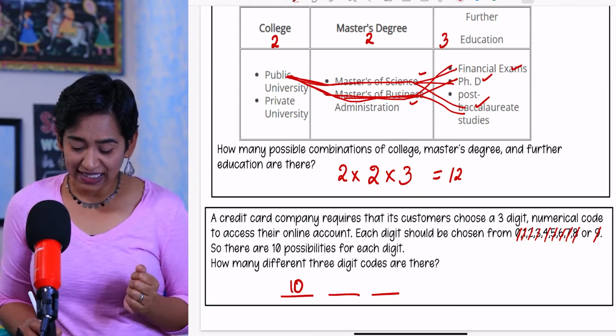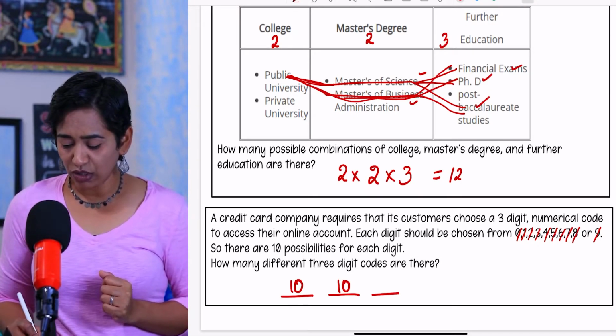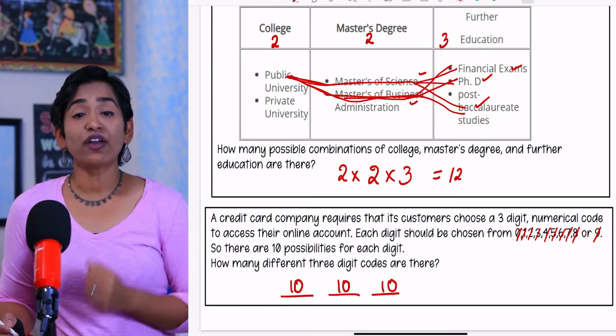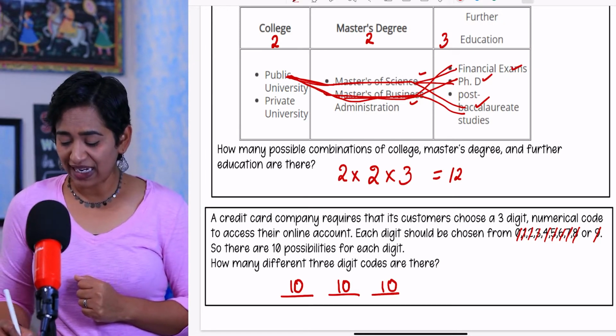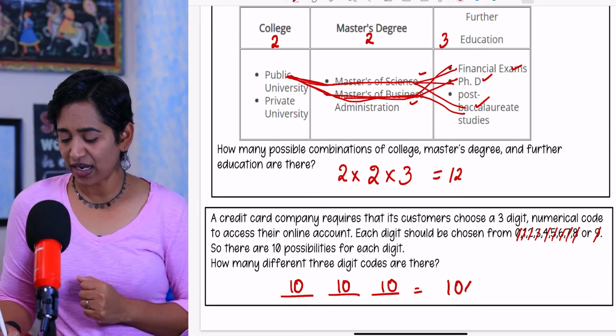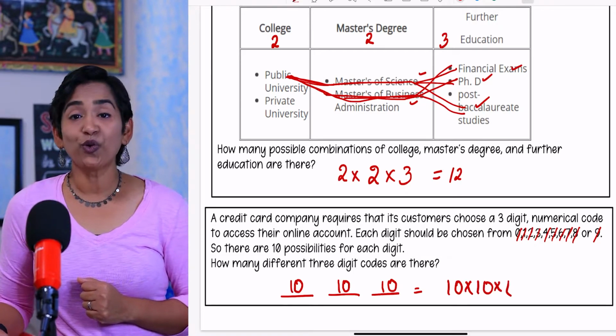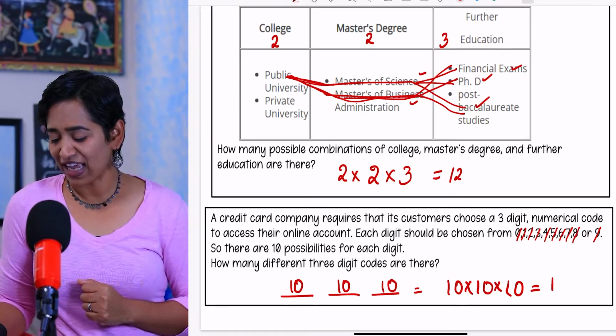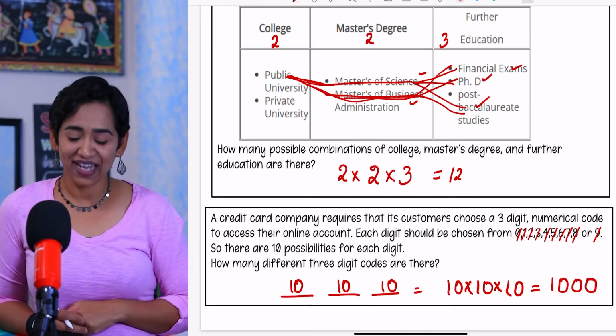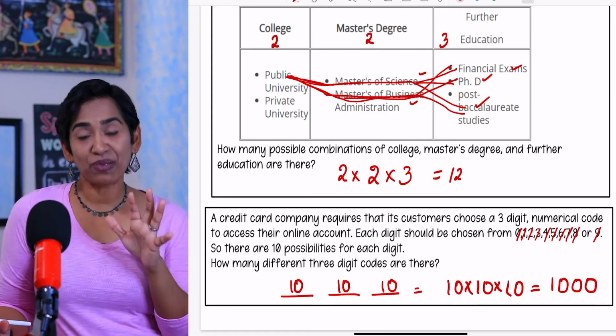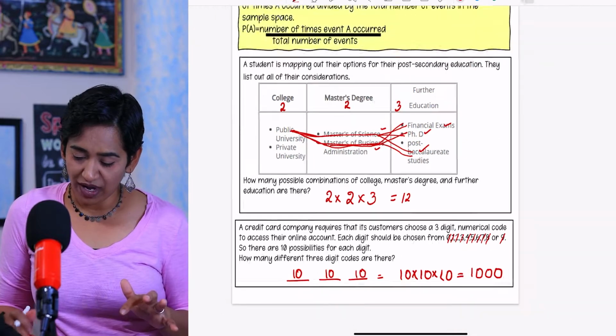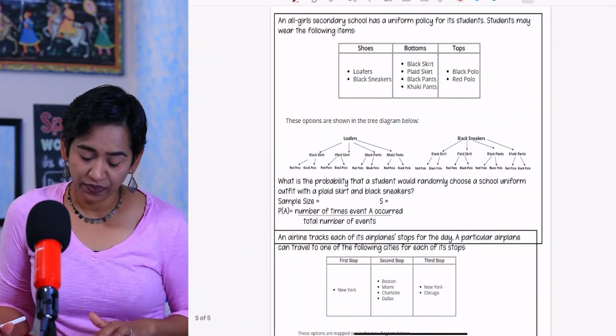The second has 10 options. The third one also has 10 options. Using the fundamental counting principle, it is 10 times 10 times 10, which is 1,000. Okay? So always keep it simple. All right, let's take a look at the next one.